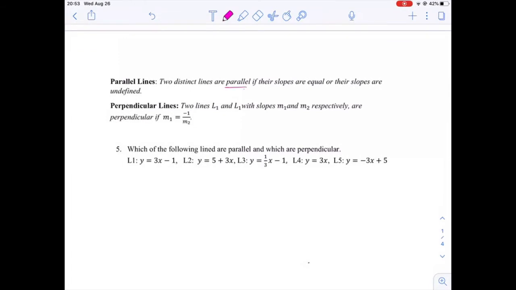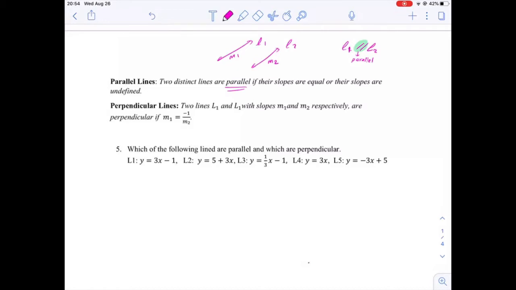Now 2 lines are parallel if they have the same slope or the slope is undefined. For example, this line L1 and this line L2, we say that those 2 lines are parallel, and we use this symbol to denote that they are parallel. So we read here, L1 is parallel to L2. And as you can see, the slope of the first one is equal to the slope of the second line.